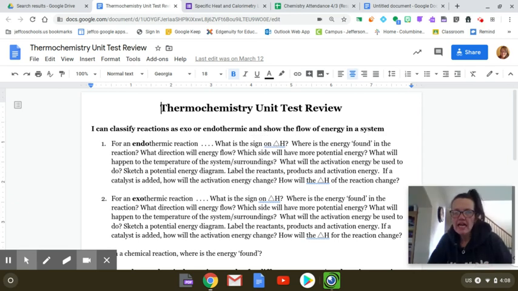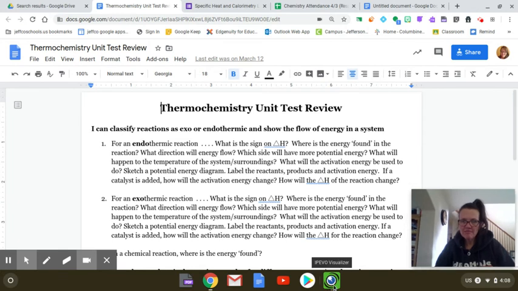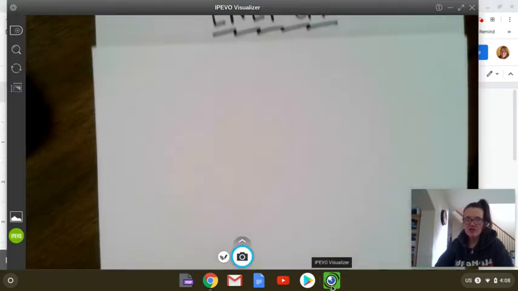Hey there, I am here to review with you the first learning goal for your upcoming thermochemistry unit test. The first learning goal is all about the energy and how it flows in a reaction, and also how it appears on a potential energy diagram. Okay, so let's start by reviewing some major topics that I need to make sure you remember.